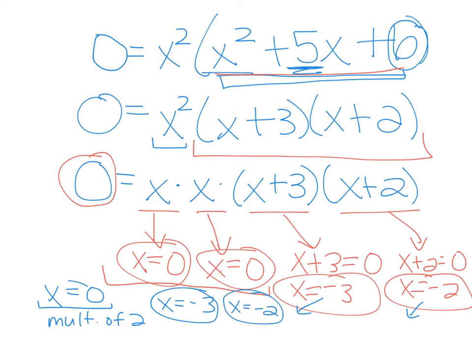So my 3 zeros on this function are 0, negative 3, and negative 2. And that's the reason I say there's 3 zeros instead of 4, like I circled in red up here, because x equals 0 occurs twice. So I'm only going to list that one time and state that its multiplicity is 2.